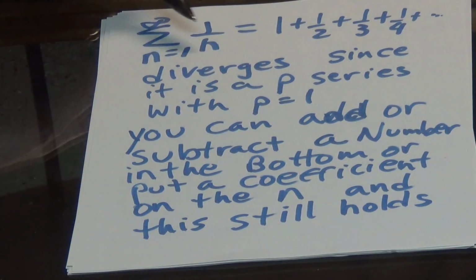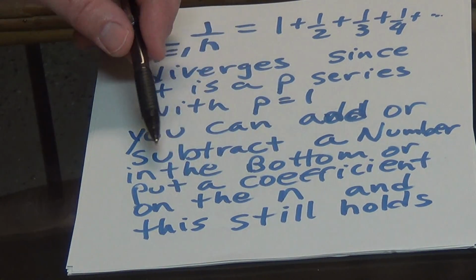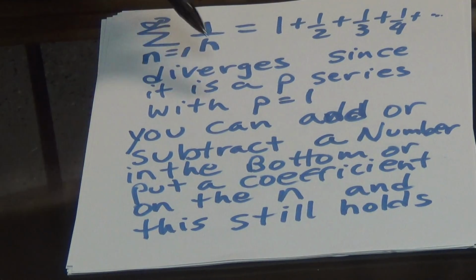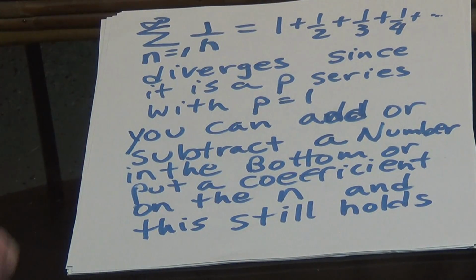Now, you can make all kinds of little variations on this and it's still harmonic. You can add or subtract a number in the bottom. You can put a coefficient on the end, and this result that it will diverge still holds. I'll give you some examples on the next sheet.